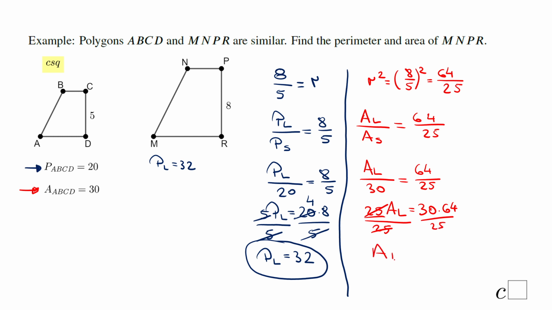I'm going to grab a calculator to do that math. 30 times 64 divided by 25, and that is 76.8. Again, you may want to look and see if the answer is reasonable. I think it is. We should get a number larger than 30. And of course, you can do 76.8 divided by 30 and see if you get the same number like 64 divided by 25.